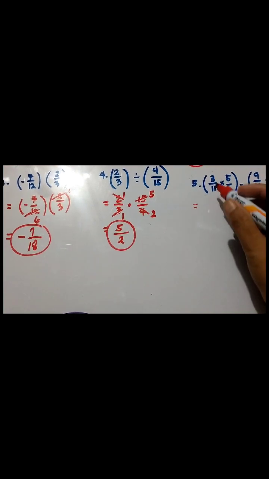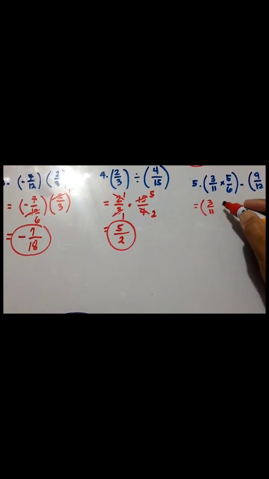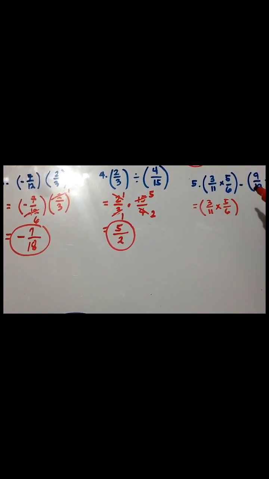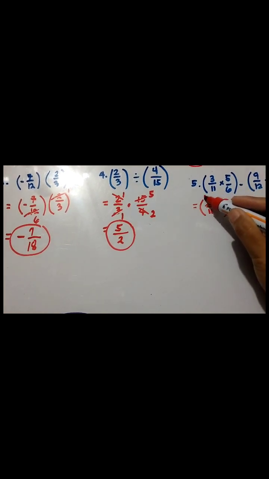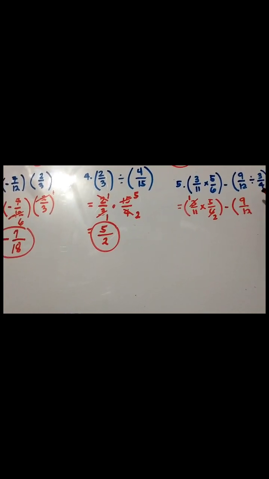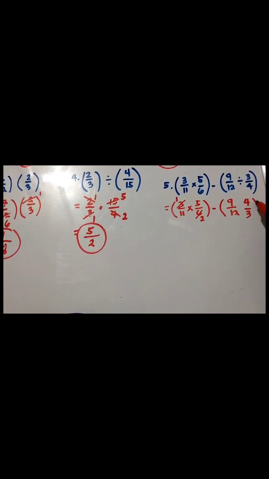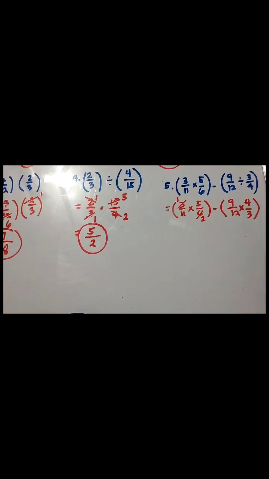So we have 3/6. Let us copy first. We can reduce 3 and 6 by 3. So 3 divided by 3, 1. 6 divided by 3, 2. Then we have 9/12, and then reciprocate 3/4. So we have 4/3, and then let's proceed to multiplication.